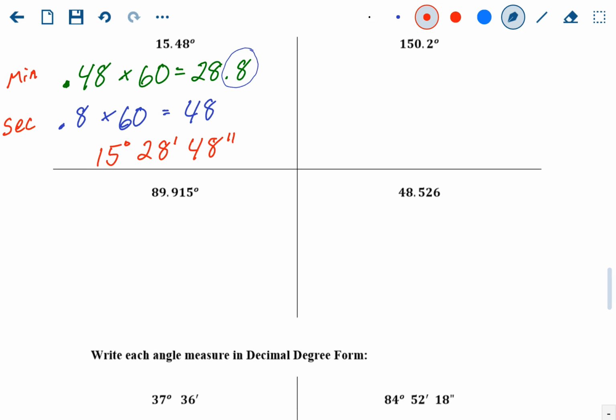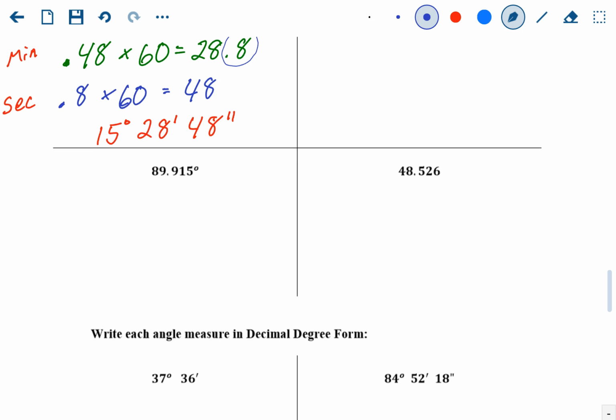Okay. And we'll do this one. We'll do the 48.526. Start with the decimal portion, 526. Multiply that by 60. Gives you 31.56.